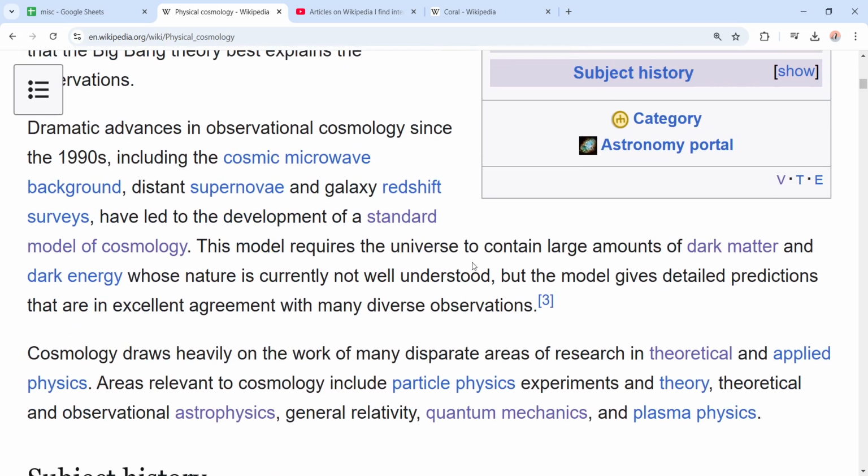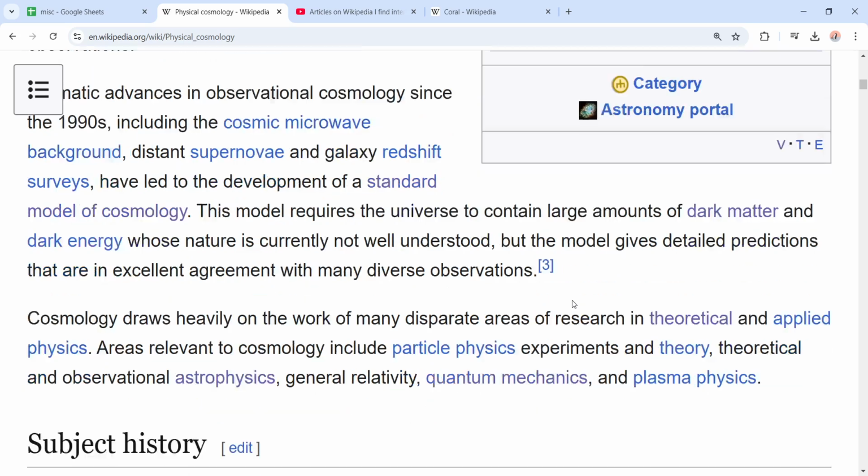Dramatic advances in observational cosmology since the 1990s, including the cosmic microwave background, distant supernovae, and galaxy redshift surveys, have led to the development of a standard model of cosmology. This model requires the universe to contain large amounts of dark matter and dark energy whose nature is currently not well understood, but the model gives detailed predictions that are in excellent agreement with many diverse observations.